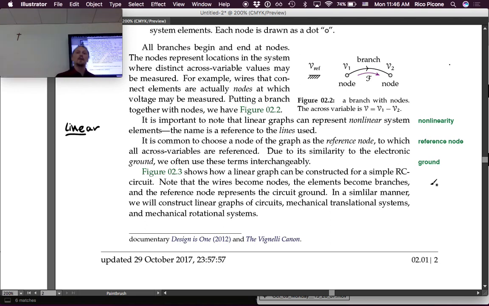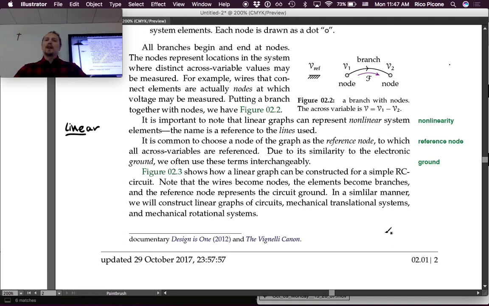Yeah, so it is common to choose a node of the graph as the reference node. So choosing some node, and it's usually a completely arbitrary choice. Sometimes there are choices that are more physically meaningful than others, but you can technically choose any node to be the reference. And we use that node to be the reference for all across variables in that graph.